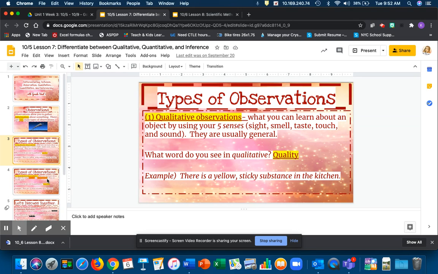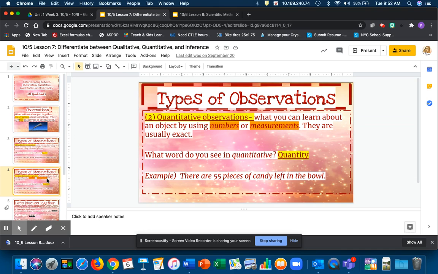The other observation vocabulary word that we're going to use is a quantitative observation. So what you can learn about an object by using numbers or measurement. So they're usually exact. So saying that Miss Maljevic is 5 feet 5 inches tall. There are 55 pieces of candy left in a bowl. Those are all exact measurements. So I gave you guys a quantitative observation.